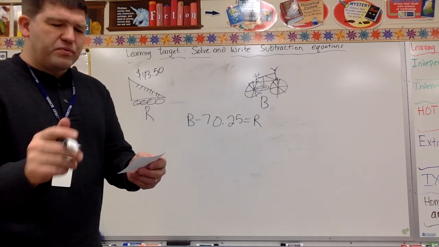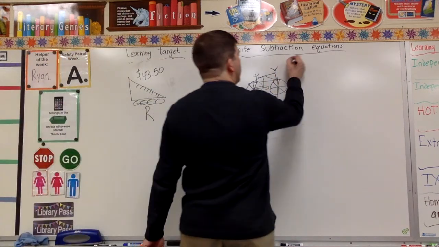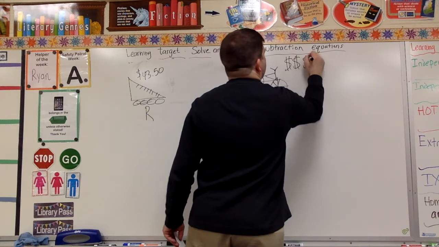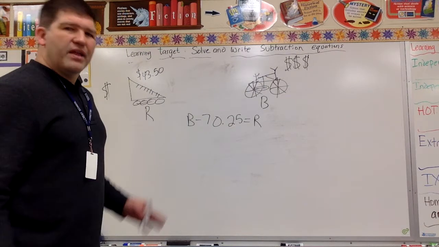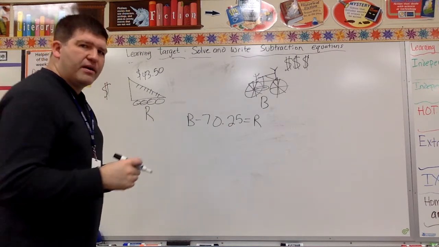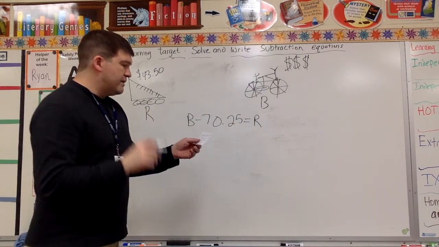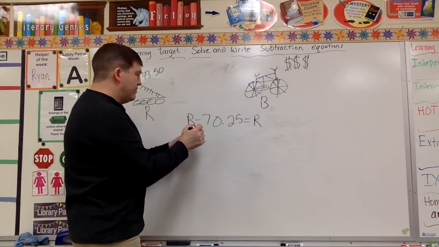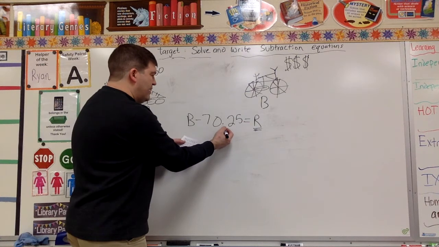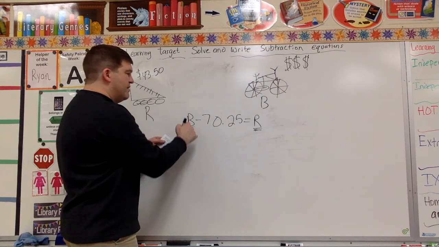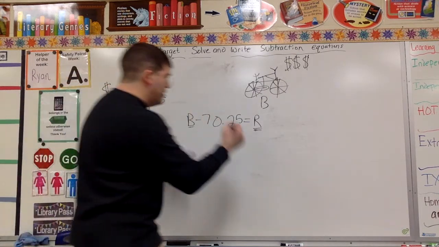We also know that Brett's rollerblades cost a lot less than his bike. So right away we know this is going to be more money than this. So that's a way to check it at the end, just to make sure that we're in the ballpark of where we need to be. All right, so it says Brett's rollerblades cost $70.25 less than the bike. So you take the bike, you minus that, you get me the rollerblades. Perfect.